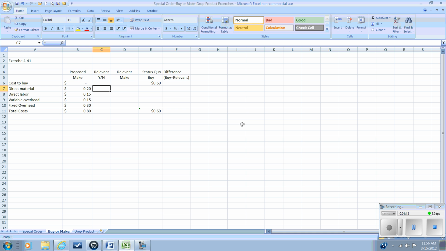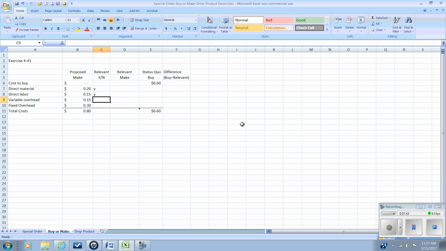First, we have the direct material. Currently, it's costing him nothing. If he makes them, it's going to cost 20 cents. Well, that changes between alternatives. Every unit of the product we make, we're going to incur a cost of 20 cents. So yes, that cost is relevant. The same with our direct labor.